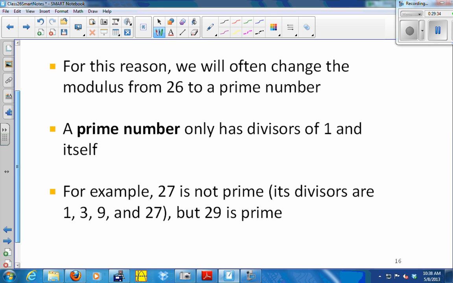27 is not prime because 3 goes into 27, 9 goes into 27. But 29 is prime, and it's pretty close to 26. So often when we use this kind of encoding, we'll use mod 29 instead of mod 26.